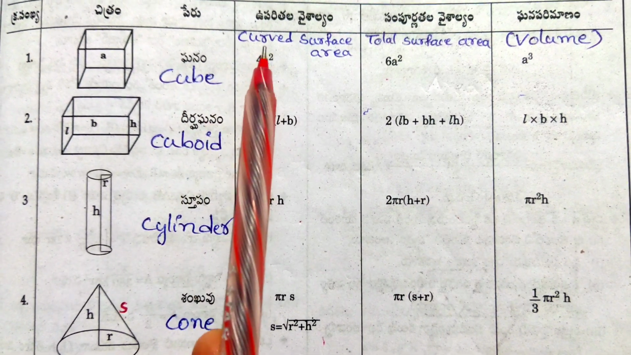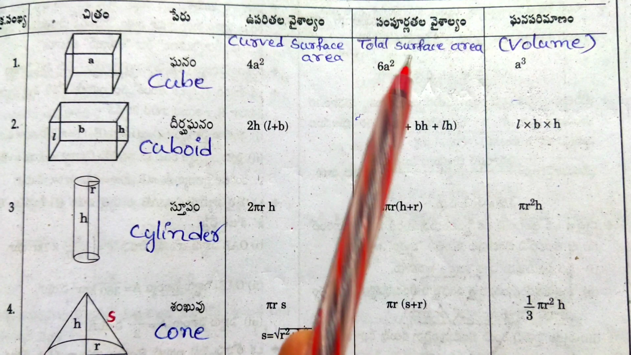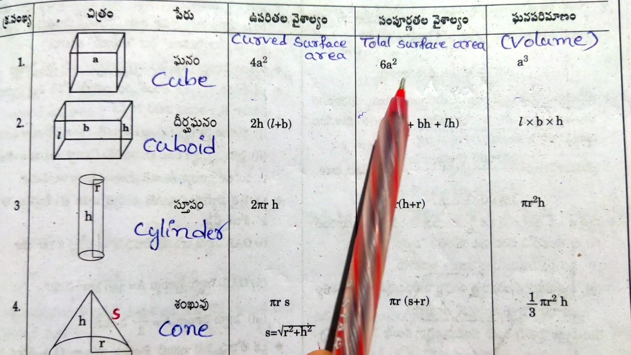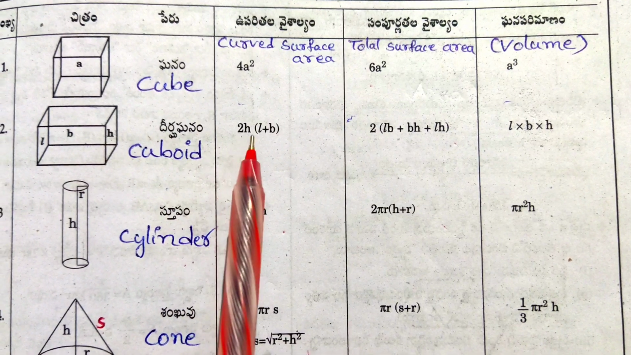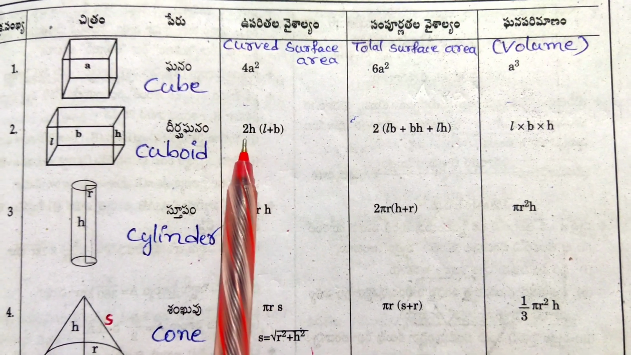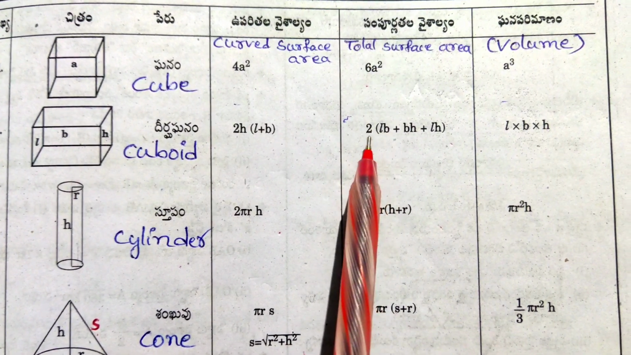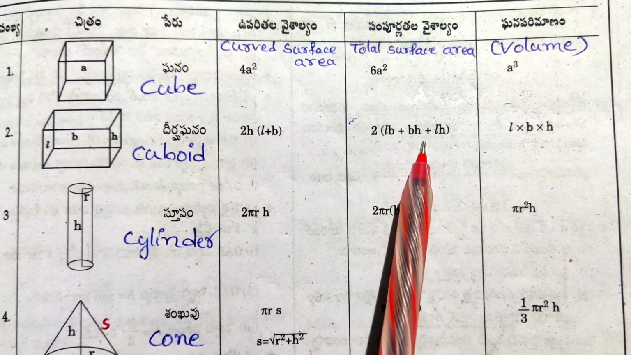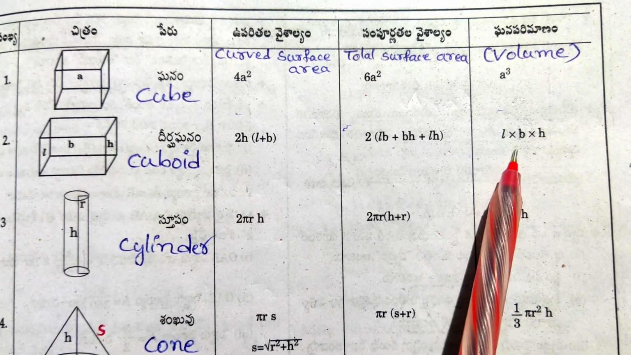Cube. Curved surface area formula is 4a square. Total surface area formula is 6a square. Volume formula is a cube. Cuboid. Curved surface area formula is 2h of l plus b. Total surface area formula is 2 of lb plus bh plus hl. Volume formula is l into b into h.